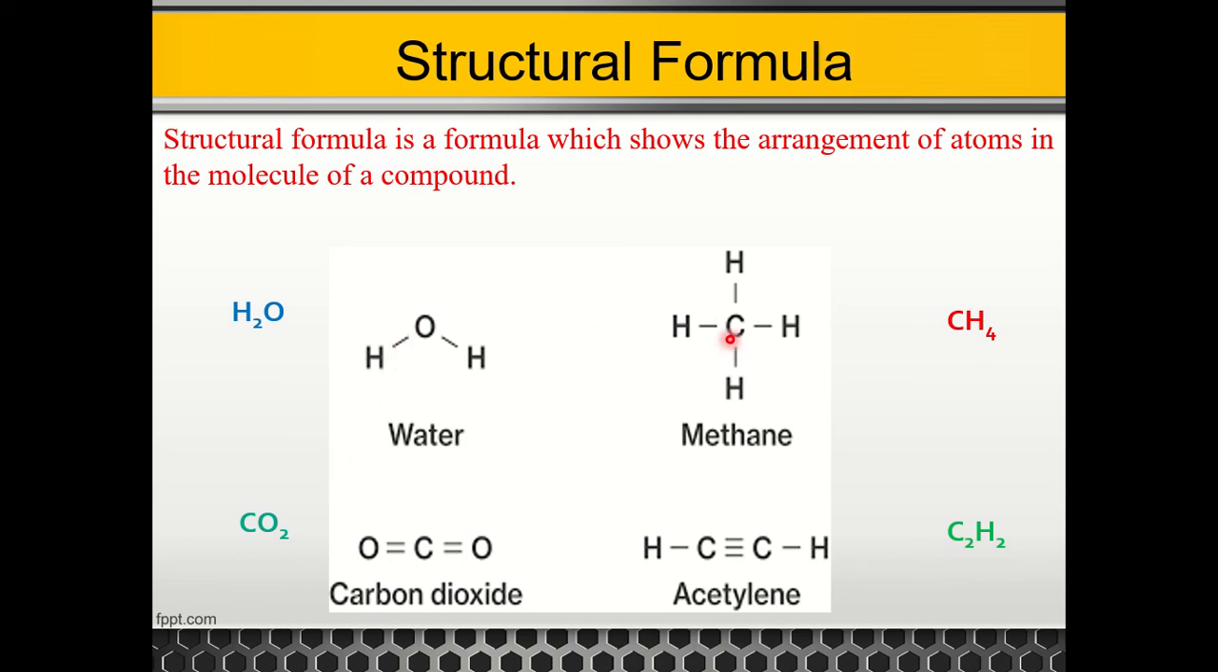Here methane, the valency of carbon is 4, so it has 4 hands, and by using these 4 hands, the carbon atom holds 4 hydrogen atoms, and its structural formula is like this. Carbon dioxide, here oxygen is divalent, it has valency 2, so it can be written this way, with a double bond. Acetylene, where the valency of carbon is 4 and a carbon-carbon triple bond is present. So the next hand of carbon holds hydrogen.